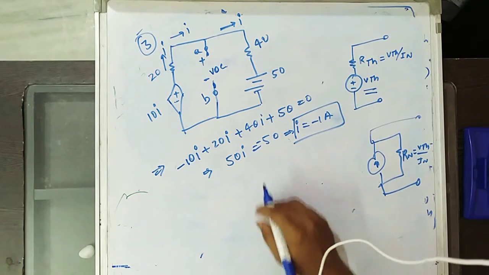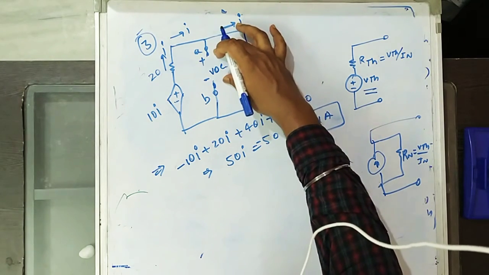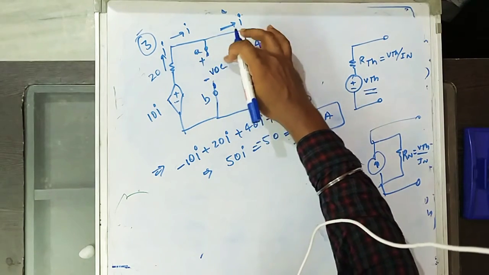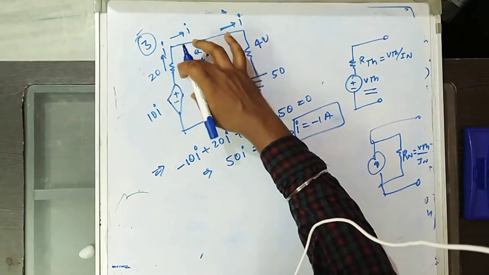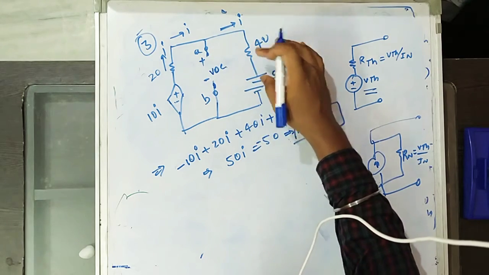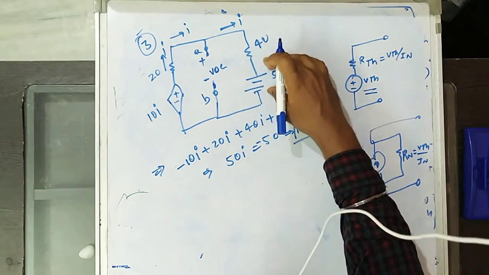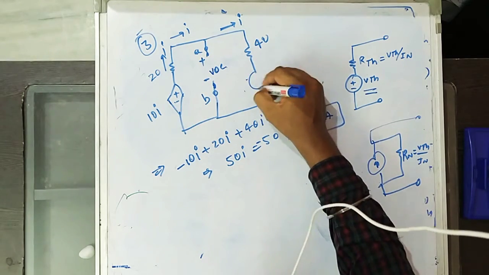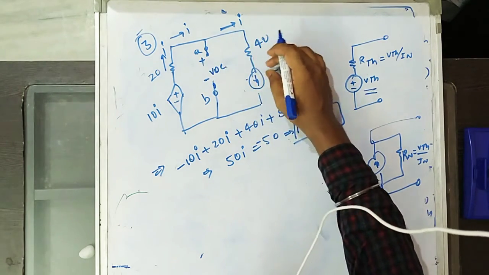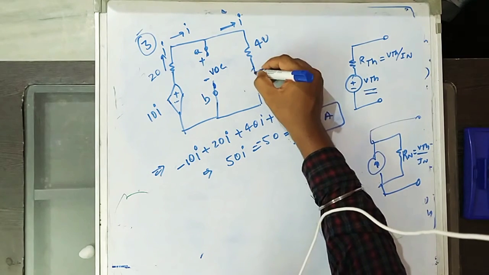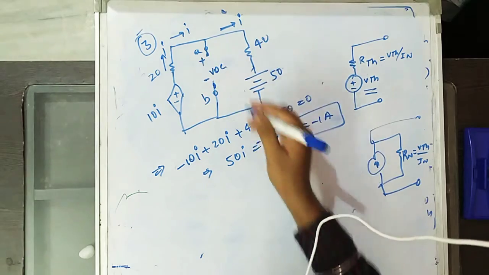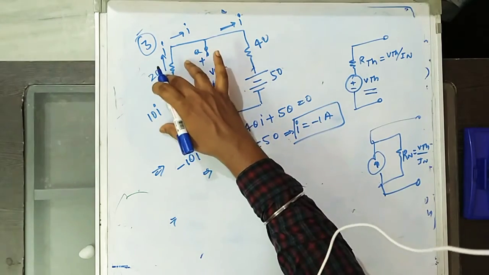Now you got current I. So what is VOC? The other loop also has an internal loop, and either loop you can use to find VOC. Why? Because in both loops you have voltage sources. If you had a current source here, you couldn't apply the loop equation here. You are fortunate to have voltage sources here, so we will use this loop.